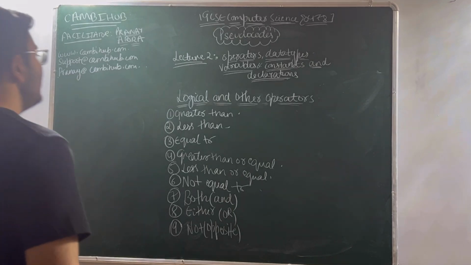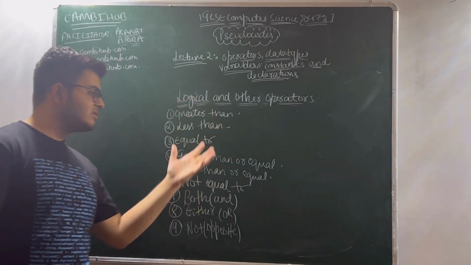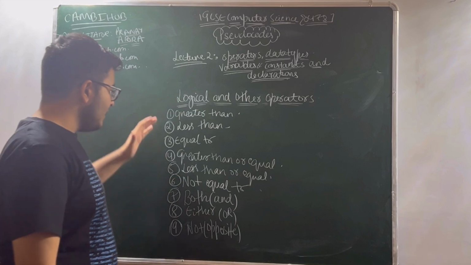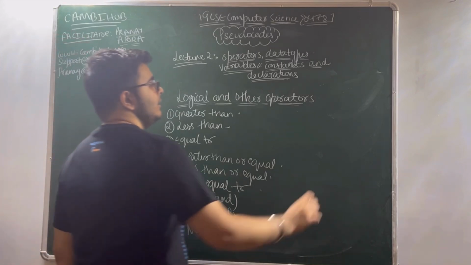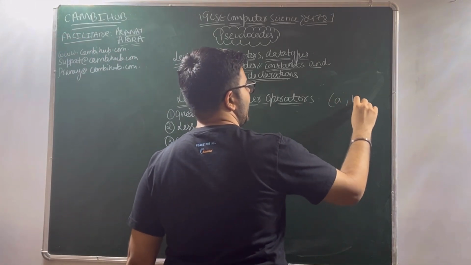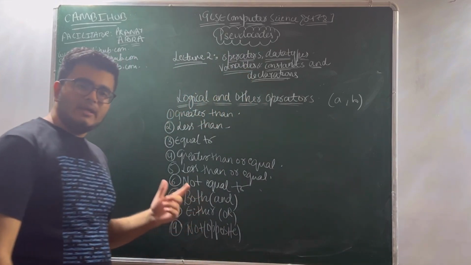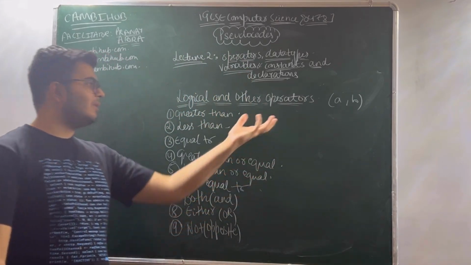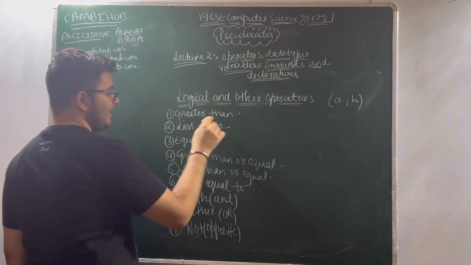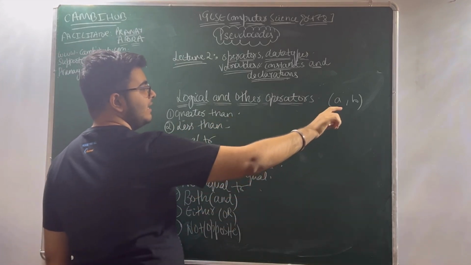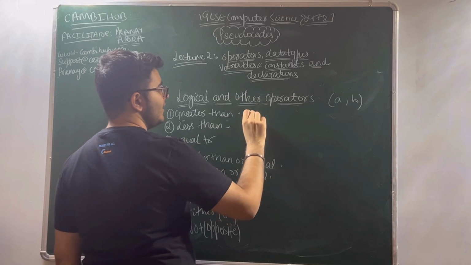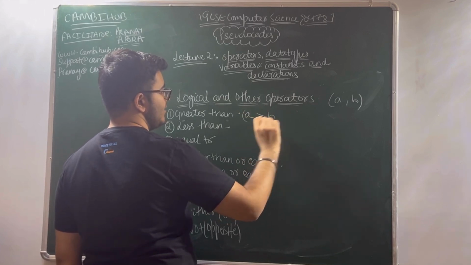Moving on to logical and other operators. These are the list of all of the operators. Let's say we have to apply each operator between A and B. So let's see how we can apply these operators between A and B. How would you apply greater than? If I have to say A is greater than B, I can write A > B.